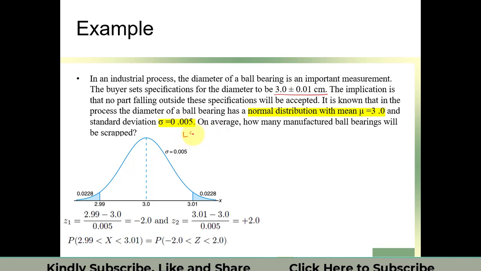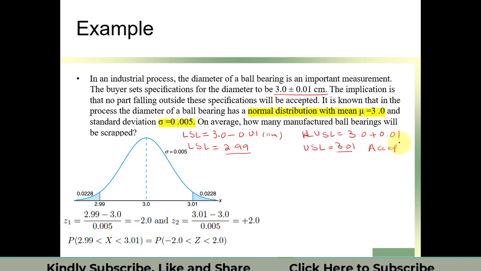Let me write lower specification limit. Specification limits are those provided by the buyer to the manufacturer. The buyer says that I will accept the ball bearing that lies between 3 minus 0.01 centimeters, or the upper specification limit, USL, which will be equal to 3.0 plus 0.01. So the buyer will say that my lower specification limit is 2.99 and my upper specification limit is 3.01. In other words, the buyer said that if the ball bearing is between 2.99 and 3.01, I will accept it.